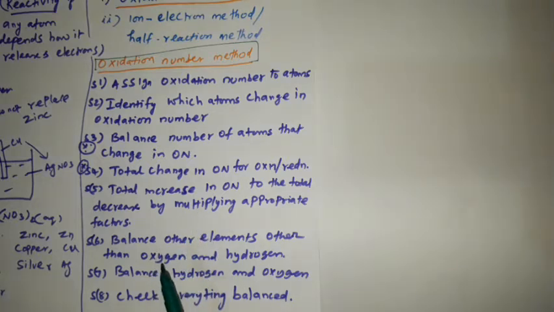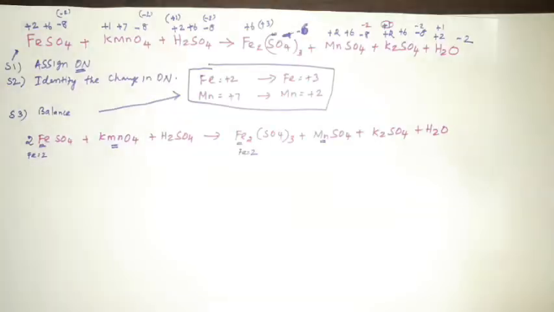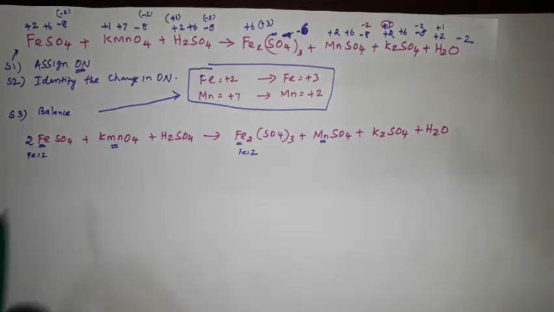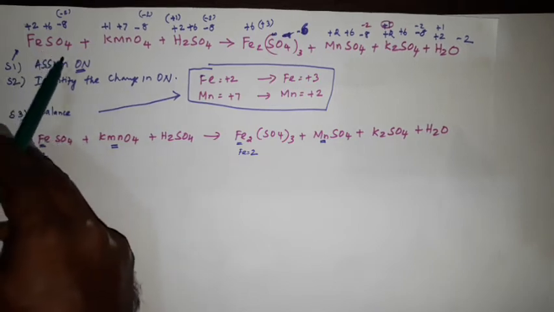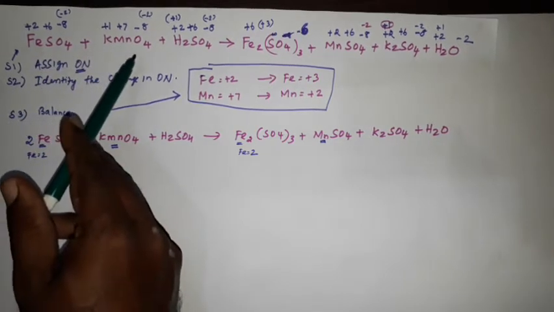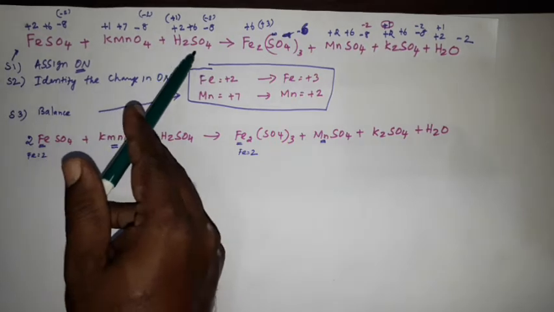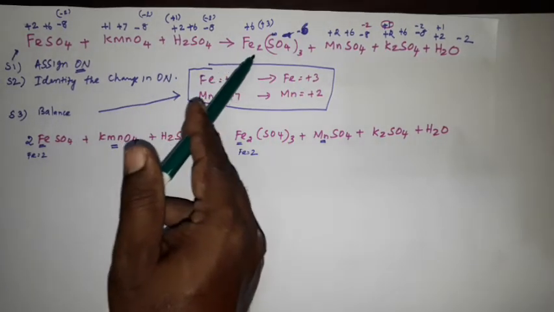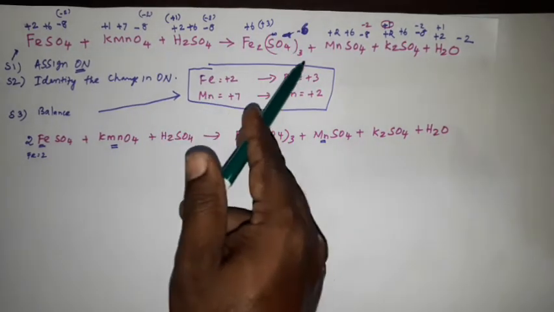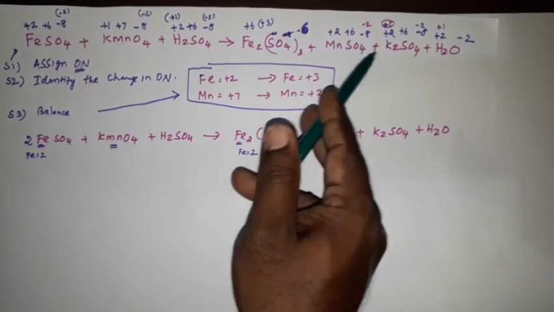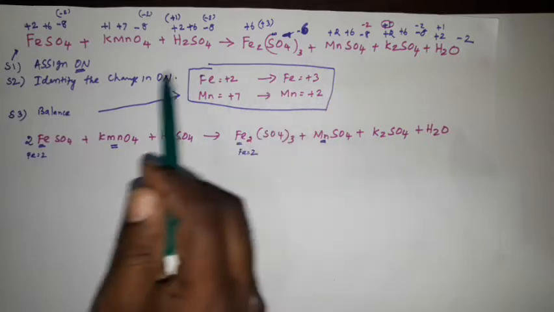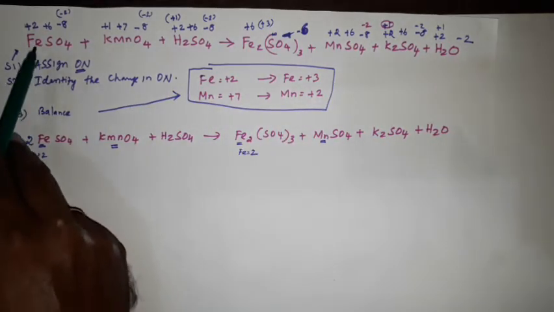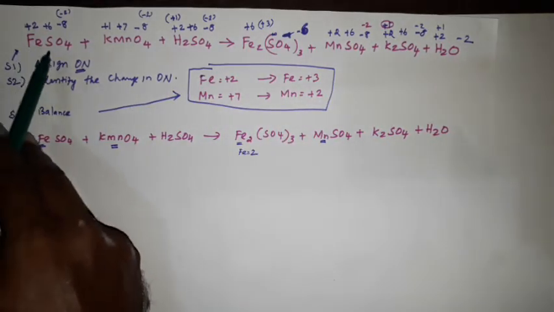That example is given in your textbook, right? Now see here, this is the given equation: FeSO4 plus KMnO4 plus H2SO4 gives Fe2(SO4)3 plus MnSO4 plus K2SO4 plus H2O. Now here you are going to assign oxidation number for all the atoms.